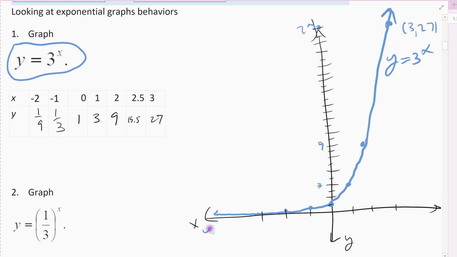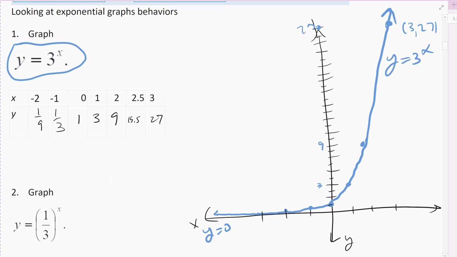And I do have an asymptote here at y equals 0. If you notice, I plugged negative numbers in, but the negative numbers just give me fractions. 3 to any negative exponent is just going to give me the fraction (1/3) raised to whatever x is. And so this is never 0. The fractions keep getting smaller and smaller and approach 0, but they never get to 0. So they always stay positive.